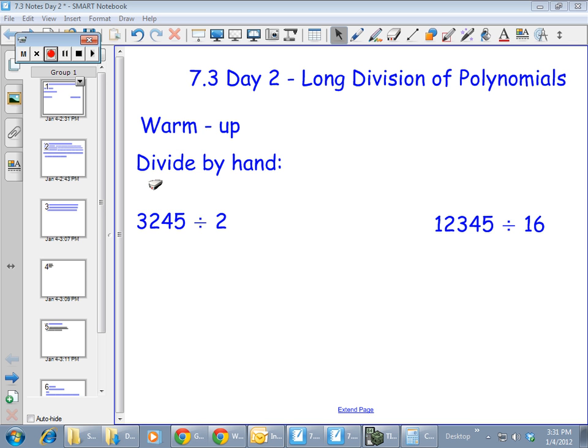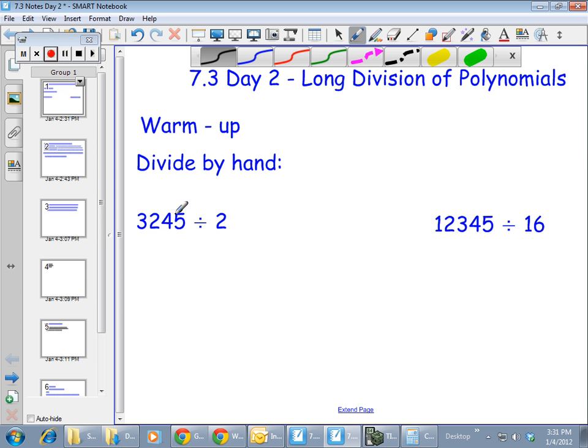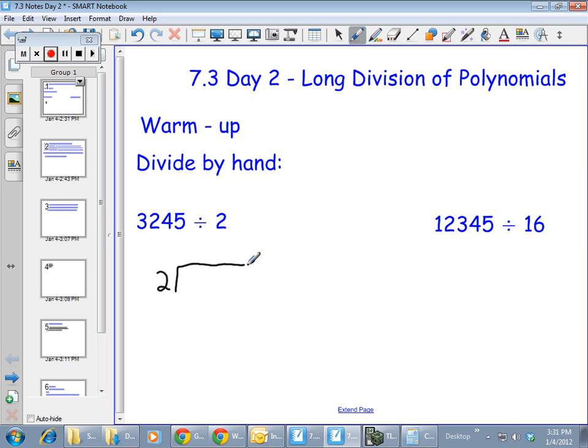We're going to be doing long division of polynomials today. So we're going to start out by dividing just numbers like we did back in elementary school. Let's set it up like we did back in probably 3rd or 4th grade. We'll write a 2 out here, and we'll put our little division symbol. And we write down 3,245.